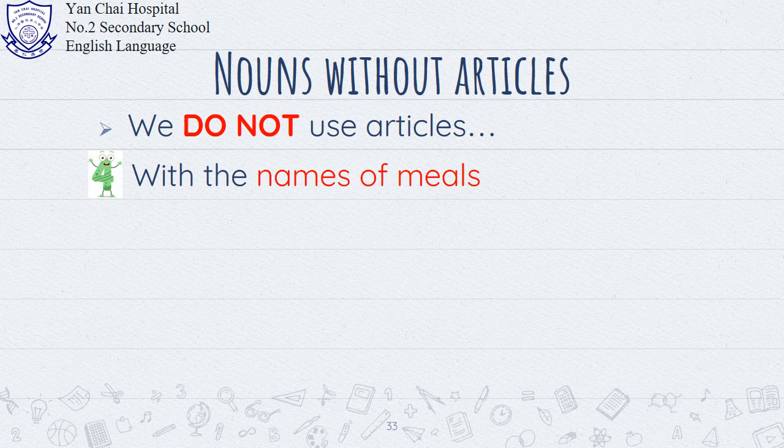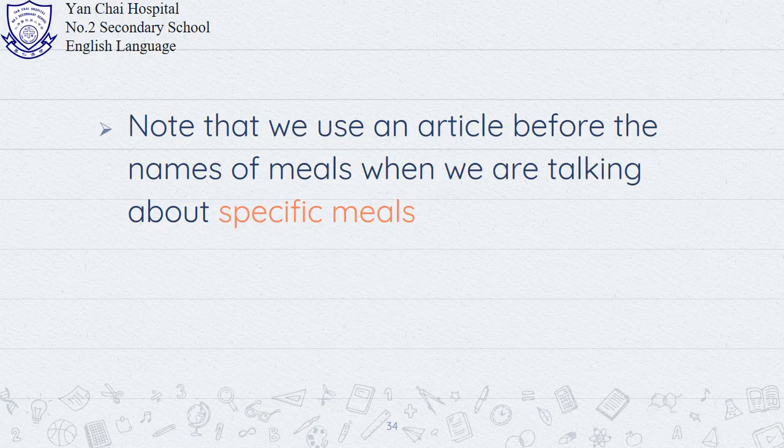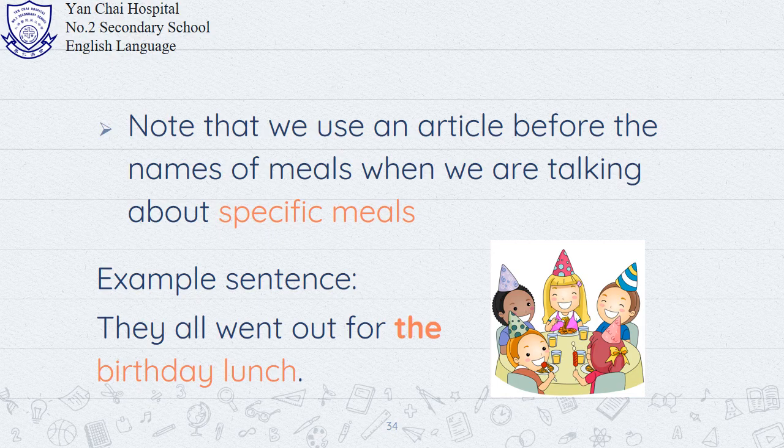We do not use articles with the names of meals. Example sentence. They all went out for lunch. Please note that we use an article before the names of meals when we are talking about specific meals. Example sentence. They all went out for the birthday lunch.